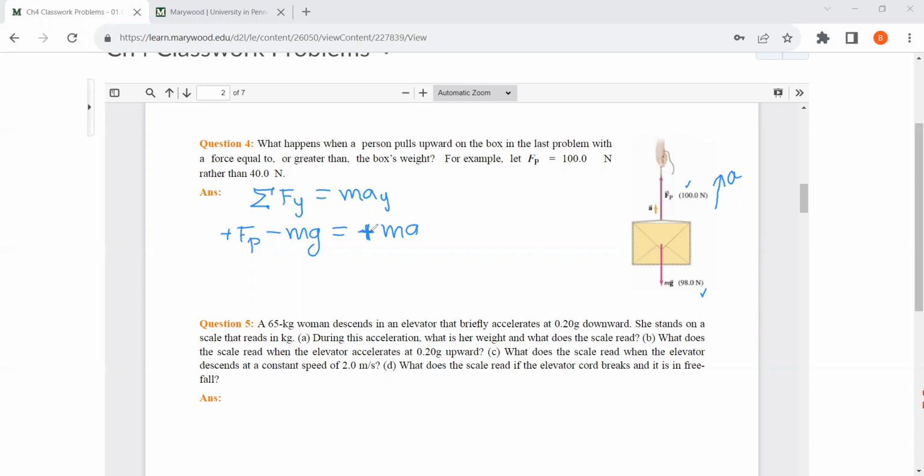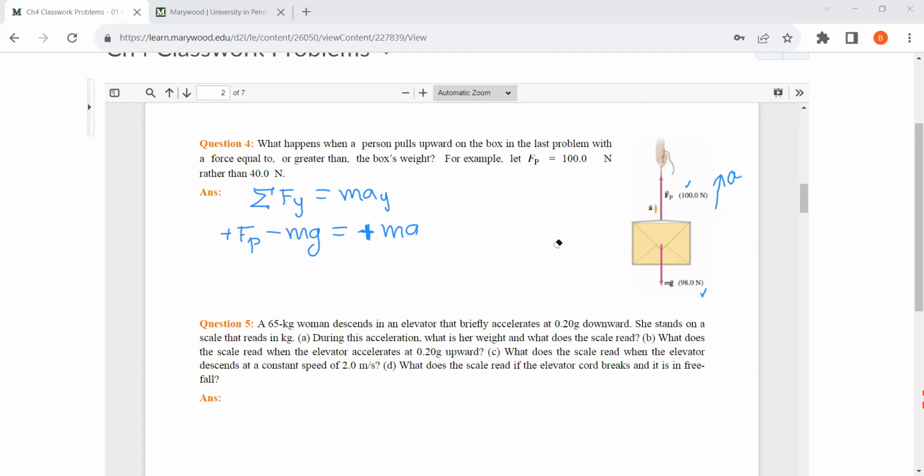This plus sign is not that important in this problem, but sometimes when the acceleration is downward, we have to explicitly mention the negative sign here. So it's better to use the positive and negative signs explicitly. Here it doesn't matter, but in some problems we will see that it matters. If you don't use an explicit negative sign, you will get a wrong answer. So make sure you understand this.